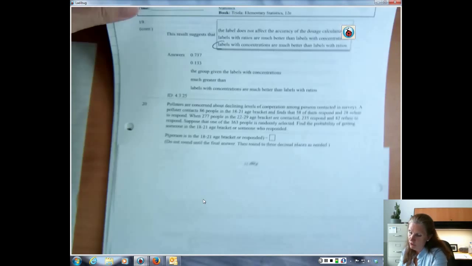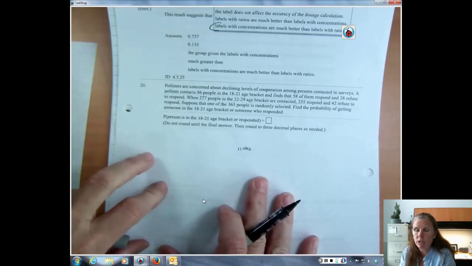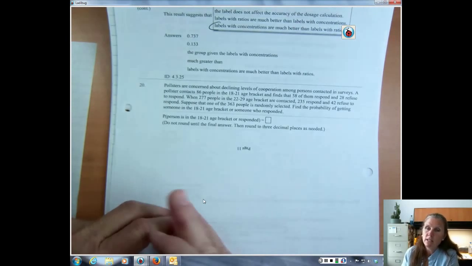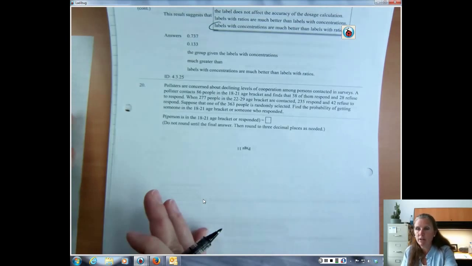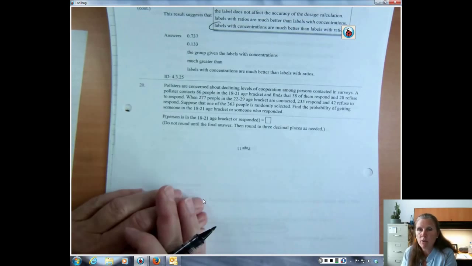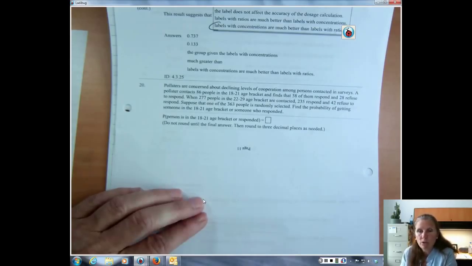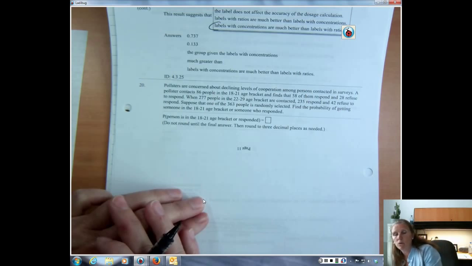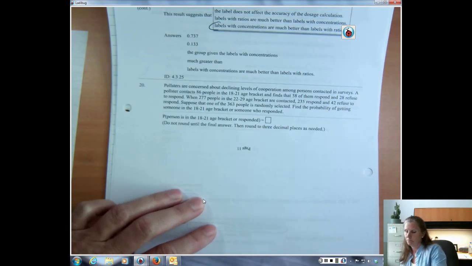Pollsters are concerned about declining levels of cooperation amongst people contacted in surveys. A pollster contacts 86 people in this age bracket and finds 58 of them respond and 28 refuse to respond. When 277 people in that age group, they have that many people that way. Suppose that one of the 363 people is randomly selected. Find the probability of getting someone in the 18 to 21 age bracket or someone who responded.